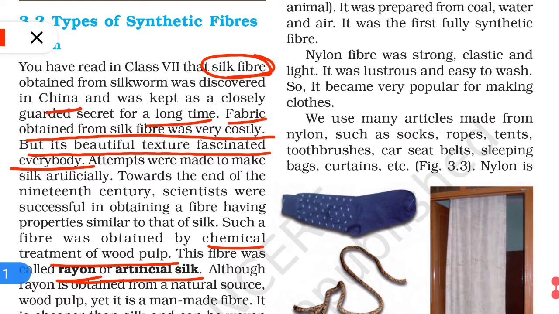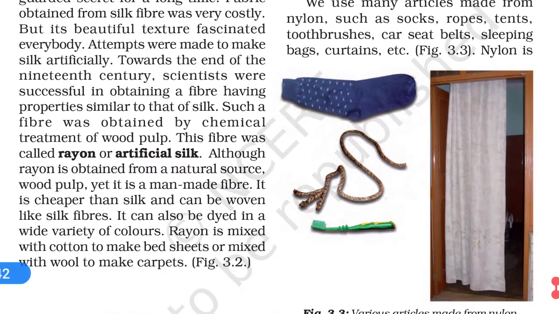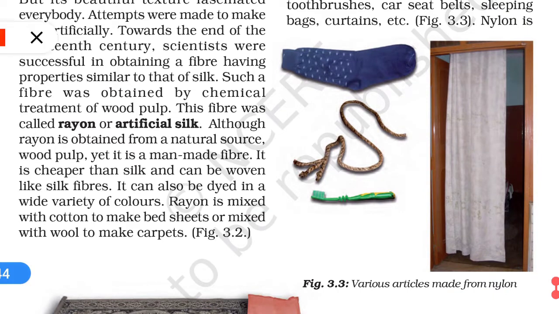And how was it produced? It was produced by the chemical treatment of wood pulp. So here you see, dear students, that the raw material which we are using to produce rayon is a natural substance, that is wood pulp, but yet it is produced by human beings. That's why it is called a man-made fiber. So we can say it is not a fully synthetic fiber, but yet it is a man-made fiber. So this was what rayon is and how it was discovered.